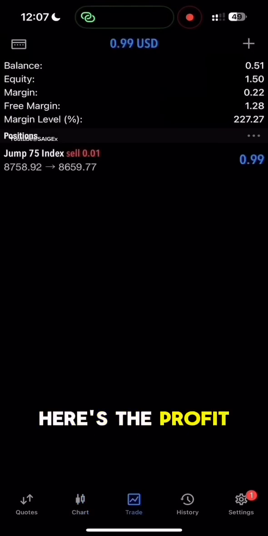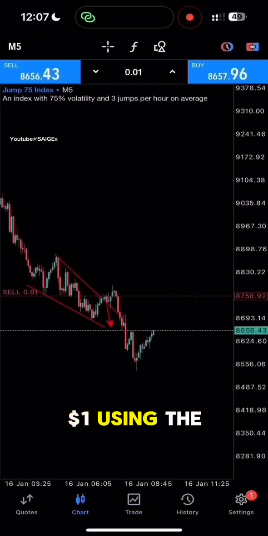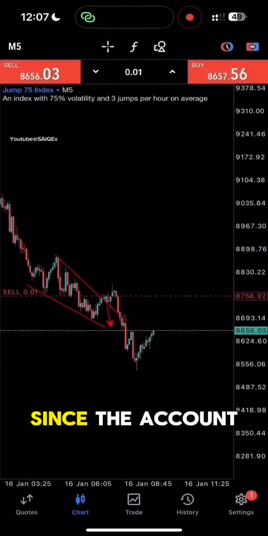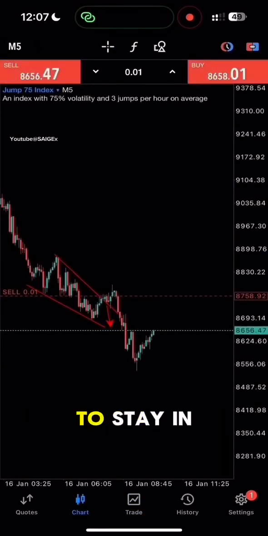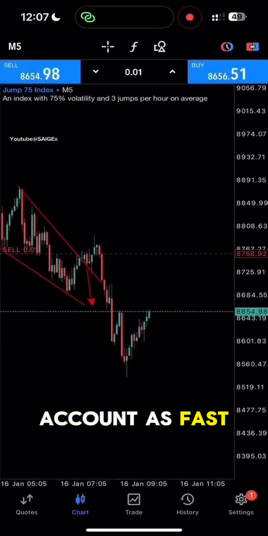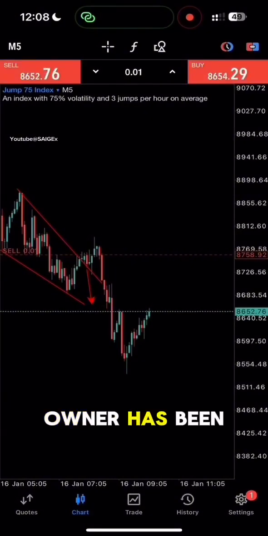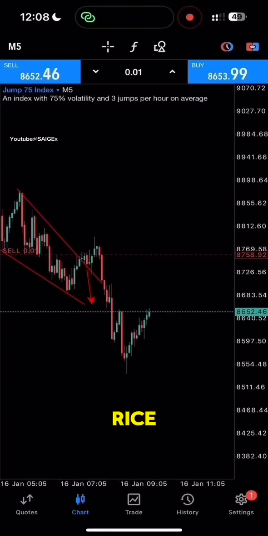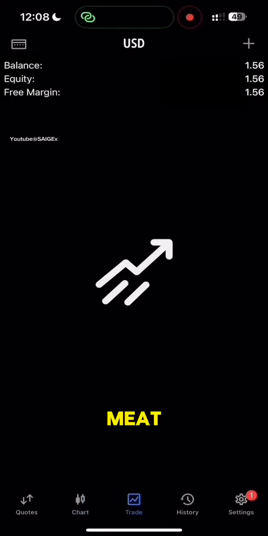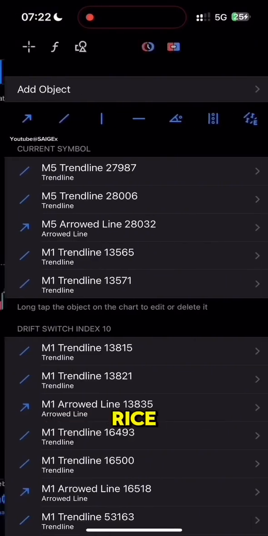So here's the profit. We only made about $1 using the 5 minute time frame. Since the account is small, we cannot afford to stay in the market for too long because we want to raise this account as fast as we can. Chop, eh? This account's owner has been told by the brokers to chop price, because unfortunately he wanted to start with the meat, but as we all know, you start by chopping the rice. You chop price.